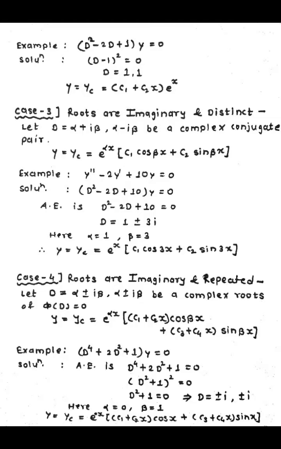So here the alpha value is 0 and the beta value is 1. Just put these alpha and beta values into the formula. The formula is yc is equal to e raised to 0x into bracket c1 plus c2 x cos x plus c3 plus c4 x sin x. So in this way, students, you can find the complementary function of any given differential equation. I hope all of you understand how to find the complementary function of the given linear differential equation. Thank you students.